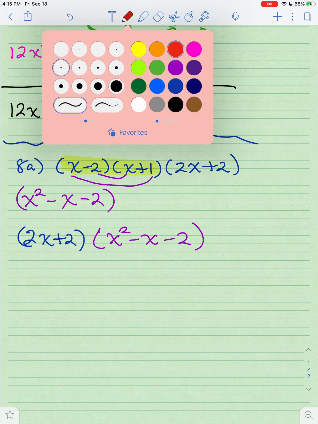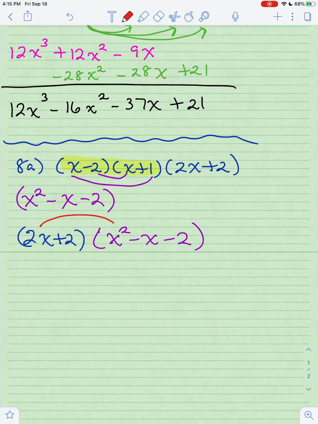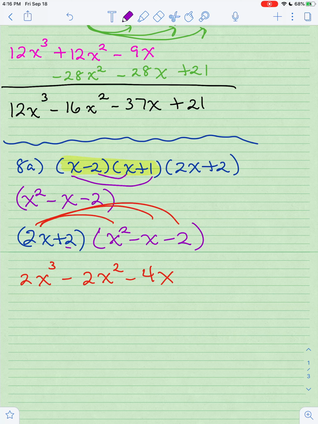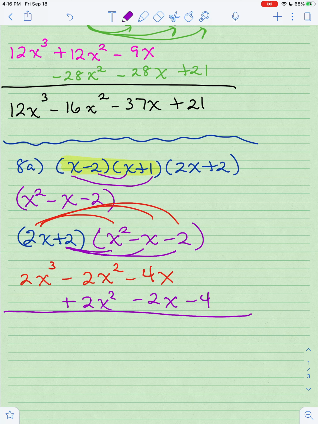Now I'm going to do my distributive property with the 2x. We'll start with that. So 2x times x squared is 2x to the third. 2x times negative x is negative 2x squared. And 2x times negative 2 is negative 4x. Now I'm going to do the same thing with the positive 2. So 2 times x squared is going to be 2x squared, which I'm going to put under the minus 2x squared. And 2 times negative x is negative 2x. And 2 times negative 2 is negative 4.